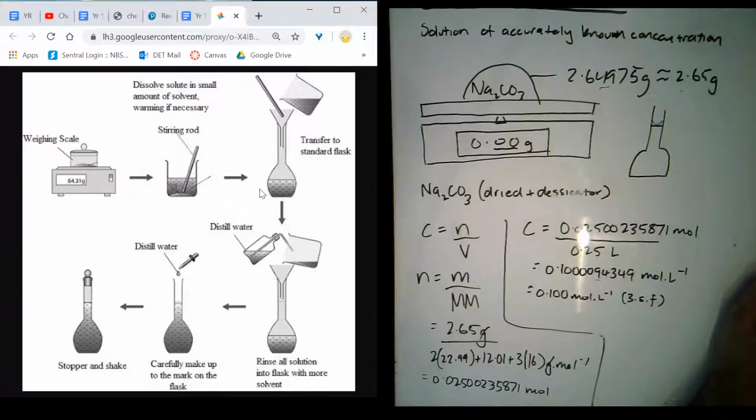Now, if I want to go and standardize some hydrochloric acid with this solution afterwards, I can perform a reaction with these two, and I can wait for my sodium carbonate to neutralize my hydrochloric acid, and I can measure the volume and so on and so forth. But that's a little bit of year 12 stuff.